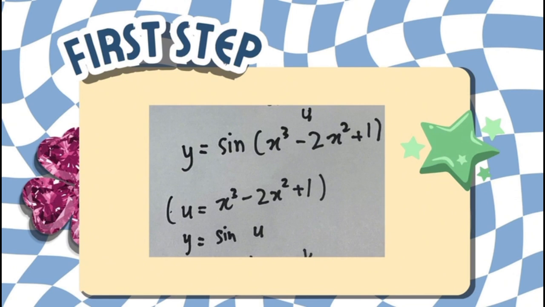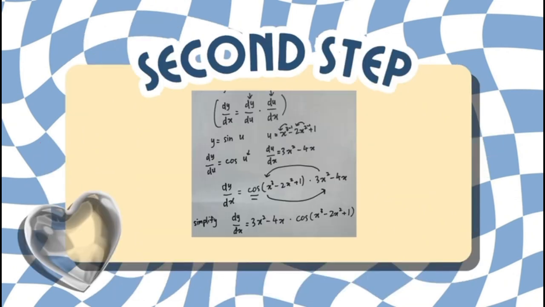And the whole function becomes y equal to sin u. Second step, we differentiate each part. Now we differentiate the outer function with respect to u. So we get dy over du equal to cos u. Next, we differentiate the inner function. So we get du over dx equal to 3x squared minus 4x.